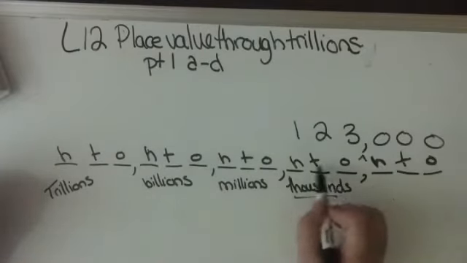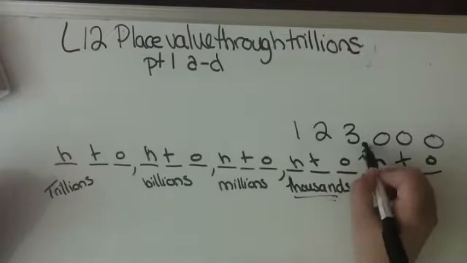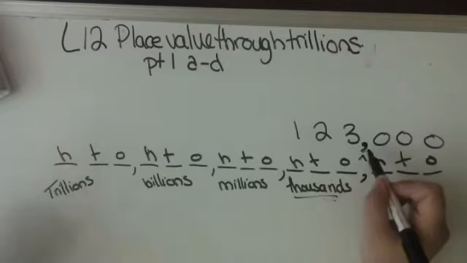This is where you get those nice words: the thousands, the millions, the billions, and the trillions. The in-between is exactly how you would say this one. So pay attention to the commas, because the comma is the thing that tells you what word you should be saying. 123,000.